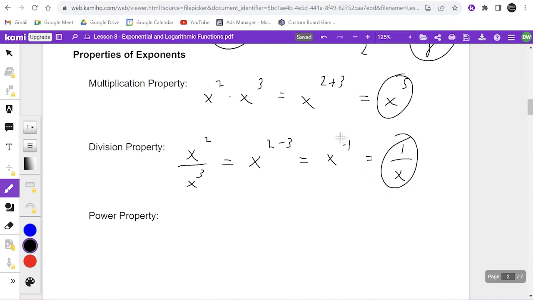Now, honestly, I'm okay today in this summer course. I'm okay with leaving it as the negative power. I'm also okay with you writing it like this. I don't care. Personally, I like the 1/x answer a little bit better, but they're both correct.